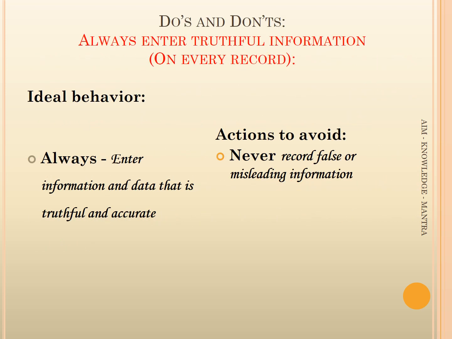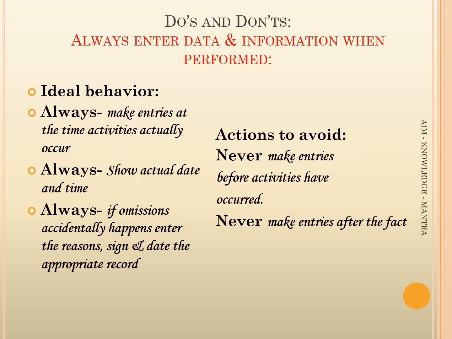Do's and don'ts: always enter truthful information on every record. Ideal behavior: always enter information and data that is truthful and accurate. Actions to avoid: never record false or misleading information. Always enter data and information when performed. Ideal behavior: always make entries at the time activities actually occur. Always show the actual date and time. If omissions accidentally happen, enter the reasons, sign and date the appropriate record.